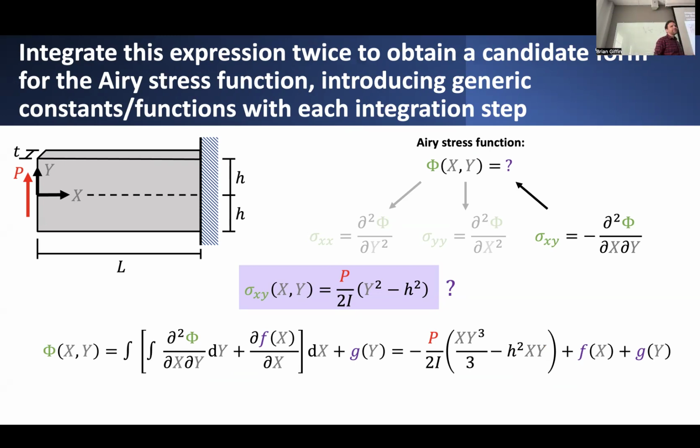In any case, we can represent the Airy stress function, or our initial guess of what it should look like, by taking this function, integrating it twice with respect to x and y, and maybe introducing some additional constants or functions of integration. And we introduce these functions to be fully general, accommodating the fact that when we integrate with respect to y, there might still be some function that varies with x, which when we take this derivative of that integrated term would go away otherwise. And do the same thing when we integrate with respect to x. So we introduce these two generic functions, f and g, each varying with respect to x and y. And we now come up with our candidate expression to represent the Airy stress function.